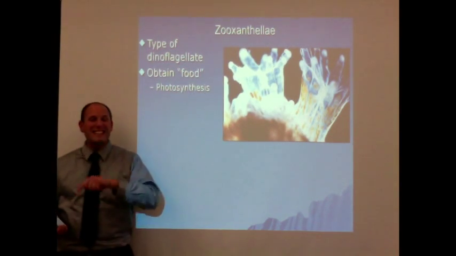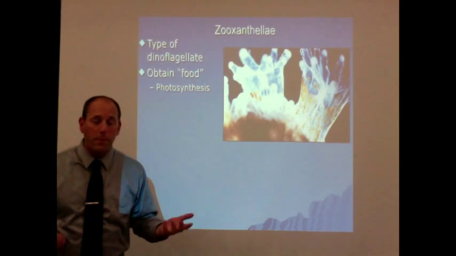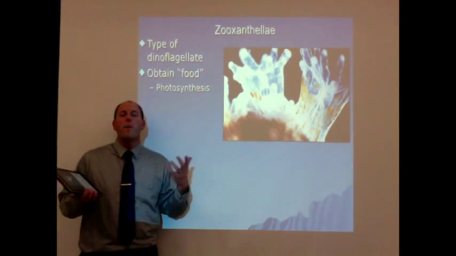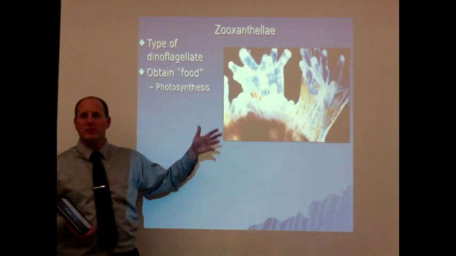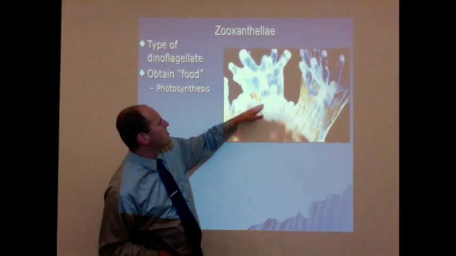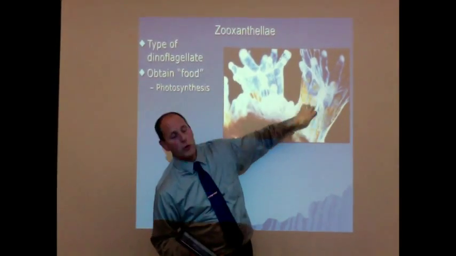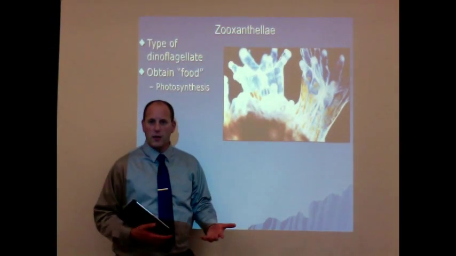And they're living inside these other organisms because it's for protection. They don't have to worry about being eaten by a large organism if they're inside the coral. They're protected. And in this picture, you can kind of see these brownish spots. Those are groups of dinoflagellates. This is what actually gives coral its color.